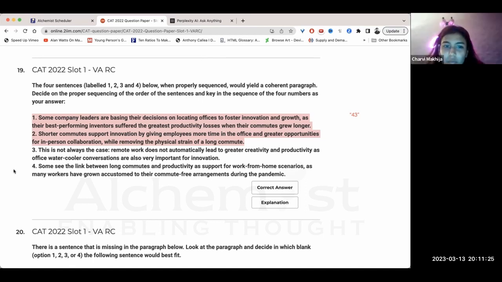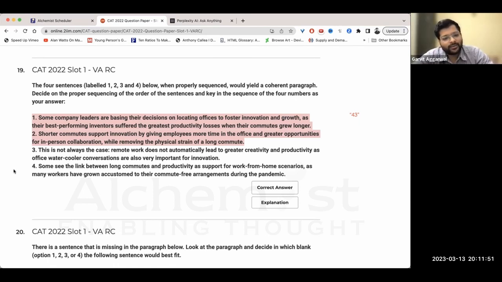बेसिकली ये भी हो सकता है, because 1 पहले हो सकता है, because लास्ट लाइन अगर देखेंगे: the best performing inventors suffered the greatest productivity losses when their commutes grew longer. उसके बाद सेकंड सेंटेंस का सेकंड पार्ट देखेंगे: while removing the physical strain of a long commute. तो वो उसका जवाब ही दे रहा है, एक सोल्यूशन दे रहा है. तो फर्स्ट शुड प्रेफर लाइक 1 पहले आना चाहिए, then the second should be there. हाँ नहीं ठीक है, make sense.